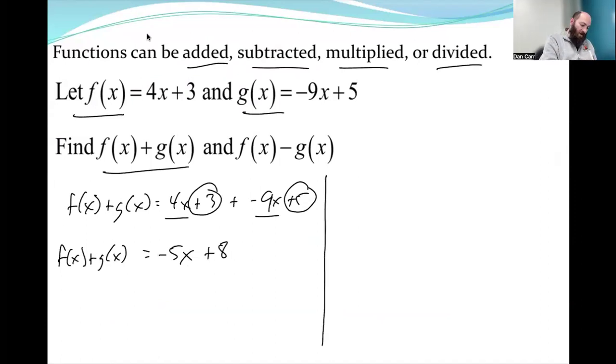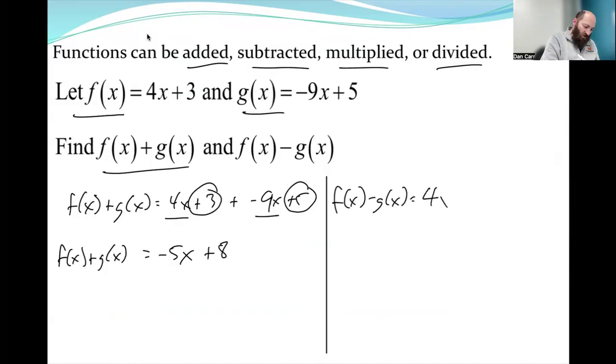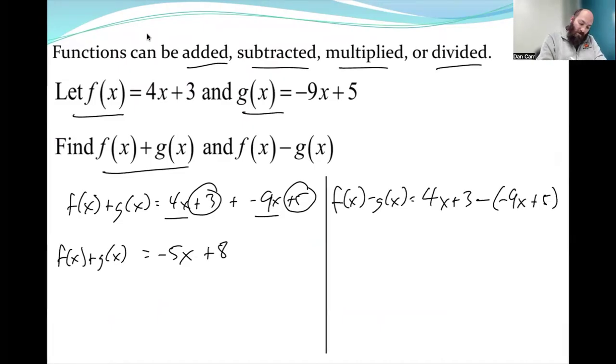Now, when I do my subtraction, same idea, but we have to be very careful when we do our subtractions, because this f of x minus g of x is going to be taking our f of x function, which is 4x plus 3, and we're going to subtract, I'm going to put in parentheses, the entire thing, negative 9x plus 5. So when I subtract that, it's important to use the parentheses there because I'm subtracting everything, meaning this is going to be a negative of negative 9x and a negative of 5. So f of x minus g of x, if I rewrite it all, is going to be 4x plus 3 plus 9x minus 5.